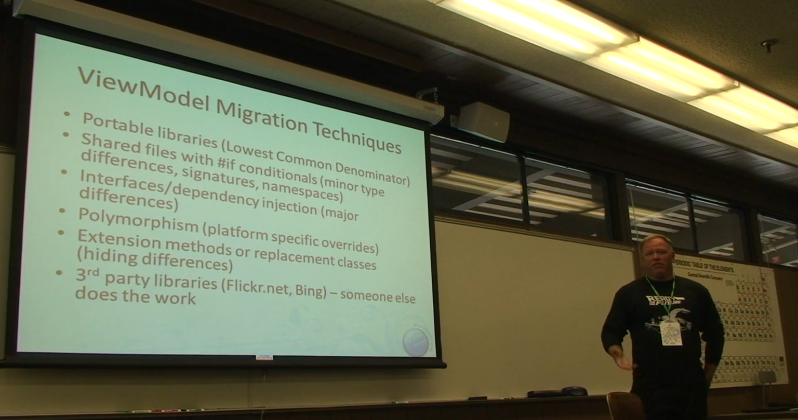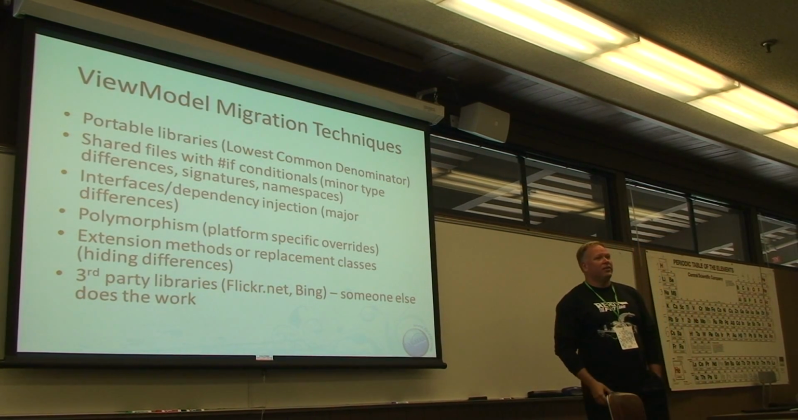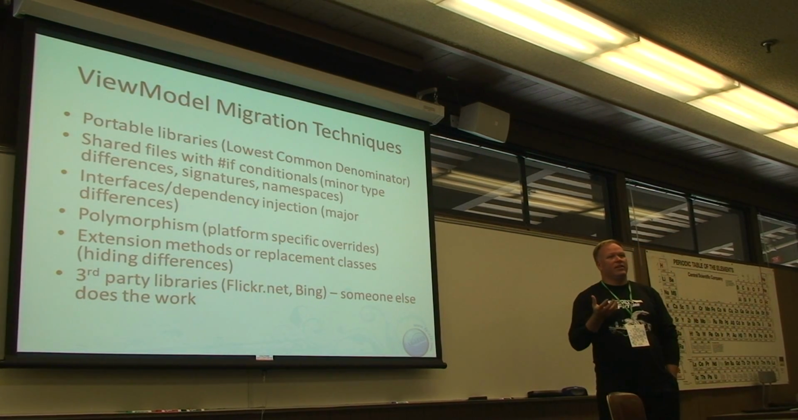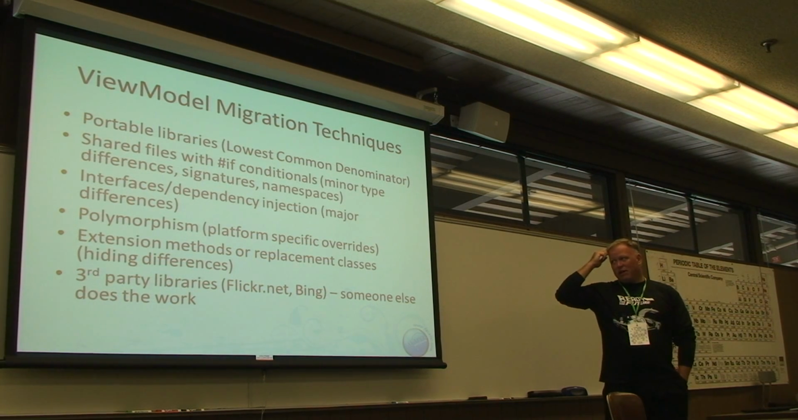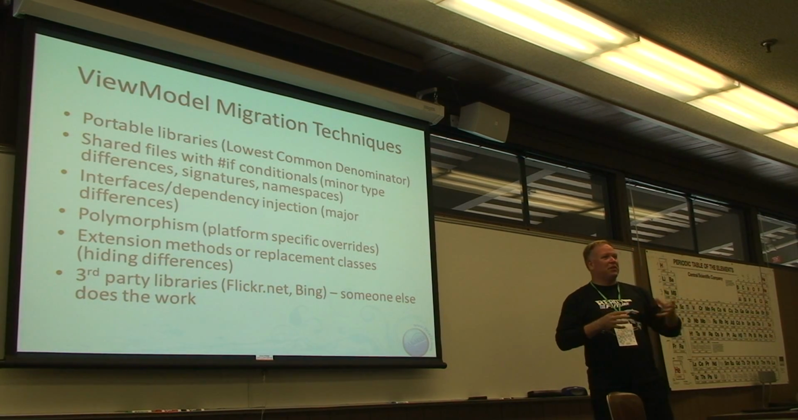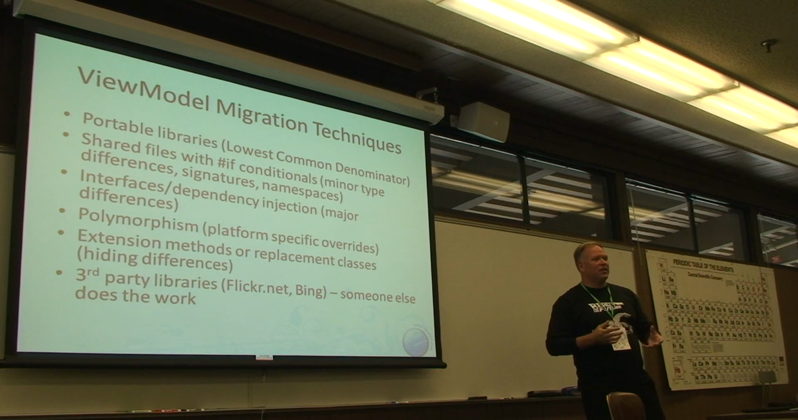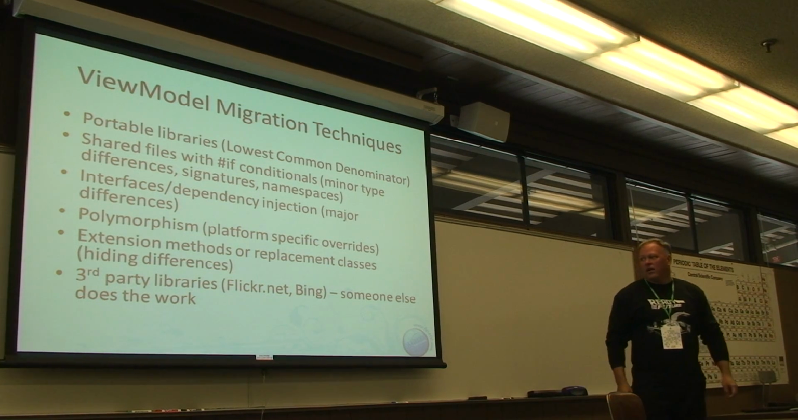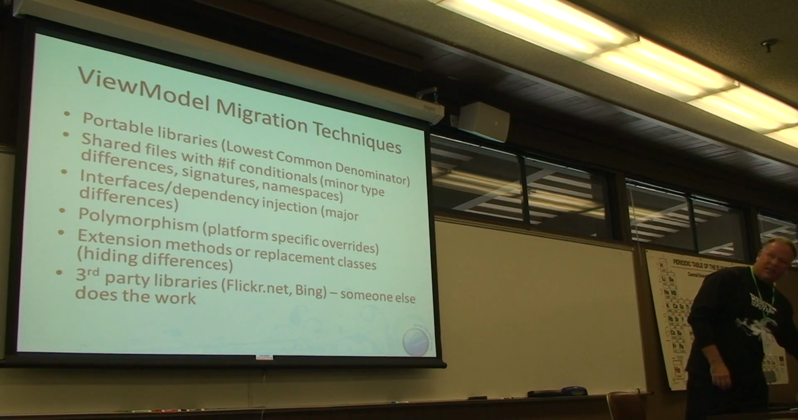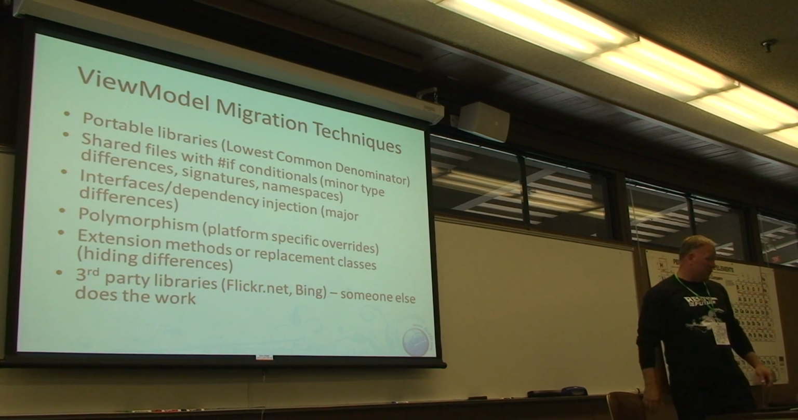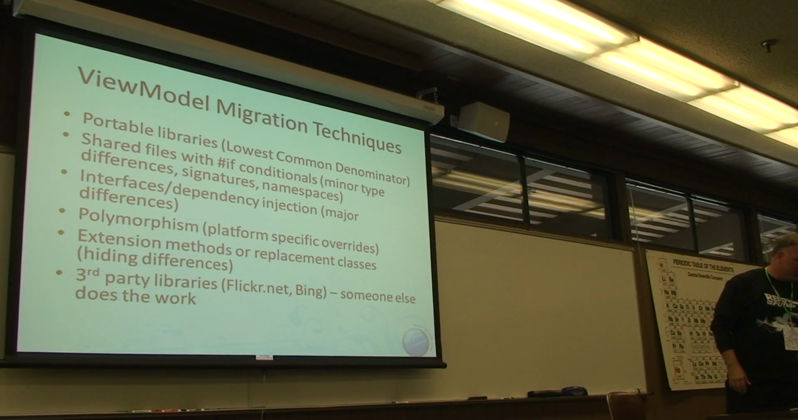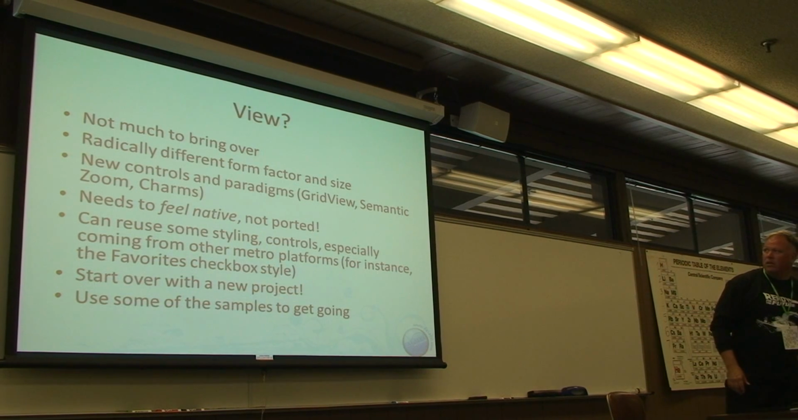You can use polymorphism. It's an object-oriented language you're working in, so you can have a base class and then override certain methods that are specific to your platform. You can use extension methods to add in methods that are missing or change their signatures so they look like they used to look. So let's look at some of these ideas. And then after this, I'm going to look at some of the specifics of what you can use in Windows 8 that makes it better.